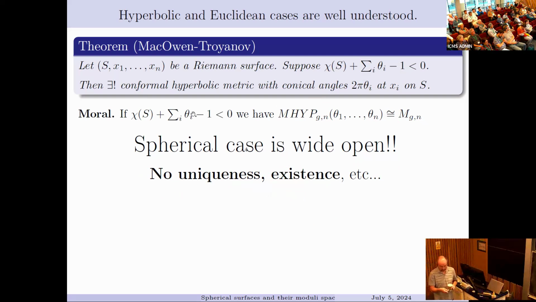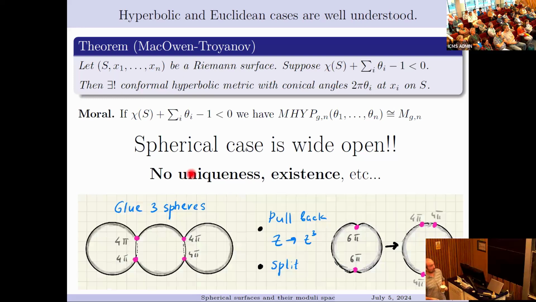That the metric should not be unique. So this is an example, this is a picture. Usually I draw it like a snowman, but now it's not. It's a caterpillar.